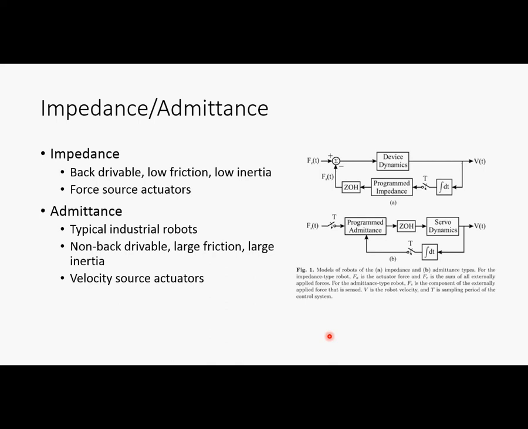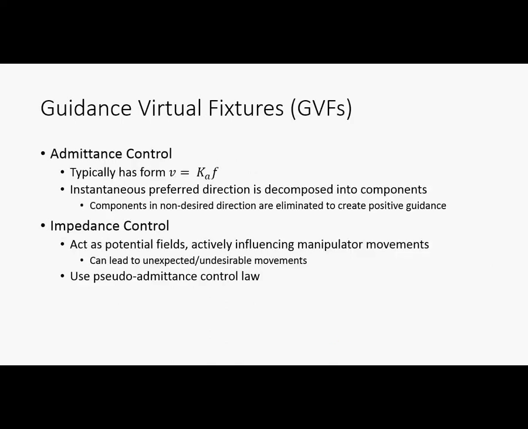So for guidance virtual fixtures, for the admittance control, the velocity is usually a gain times the input force from the user, while for the instantaneous preferred direction, you take that and break it up into its components, and the components that are going in the directions that you don't want to go, you just eliminate them, and that way the robot doesn't travel in that direction.